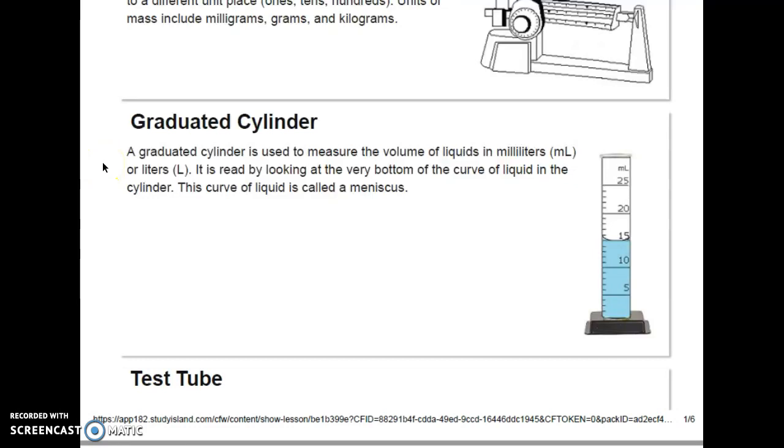Graduated cylinder. A graduated cylinder is used to measure the volume of liquids in milliliters or liters. It is read by looking at the very bottom of the curve of liquid in the cylinder. This curve of liquid is called a meniscus.